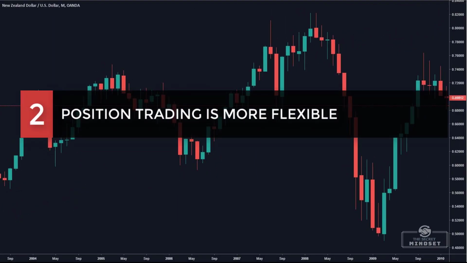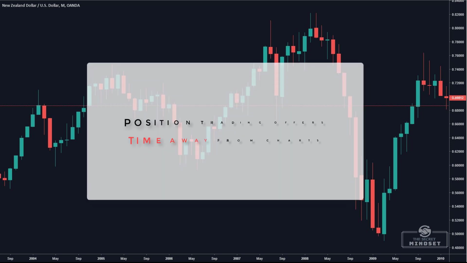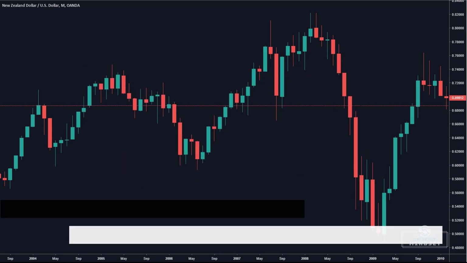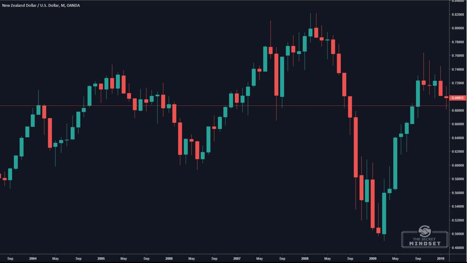While day traders monitor the price action very closely and their screen time is considerably higher, position traders don't have to deal with such problems. Position trading is more flexible as it offers time away from the charts. Also, position traders execute fewer trades and they don't have to monitor the trades all the time.